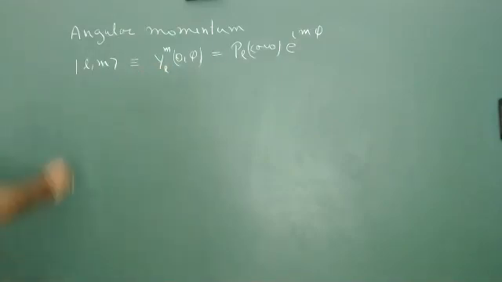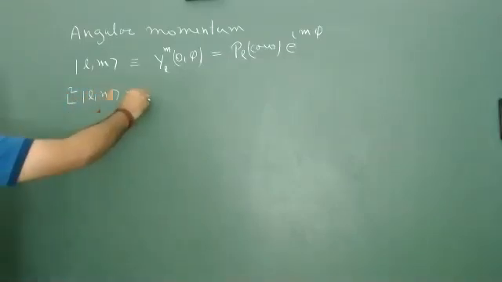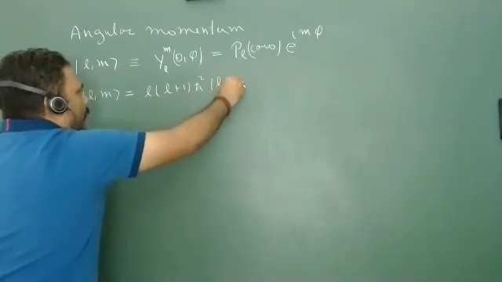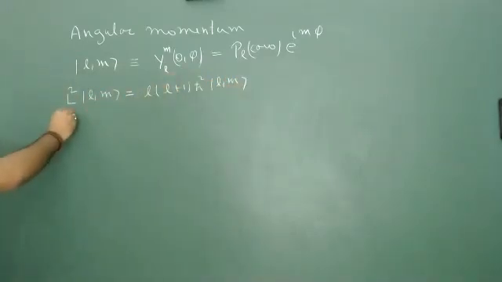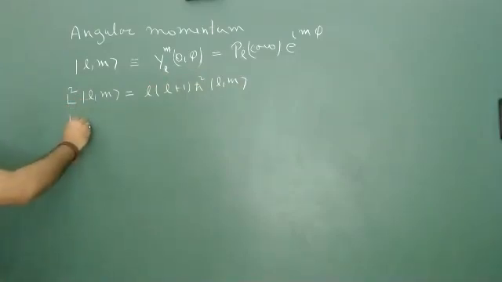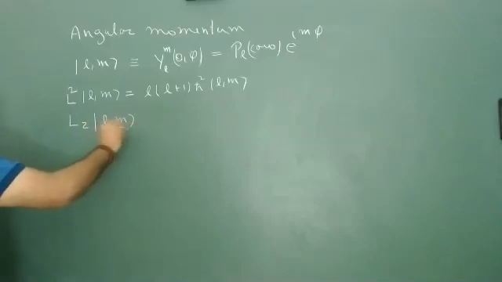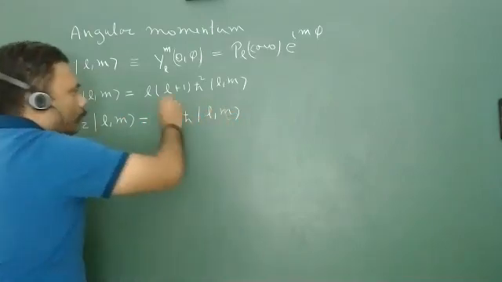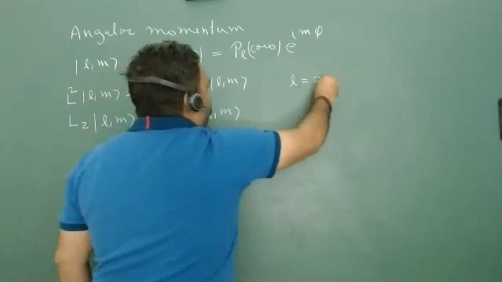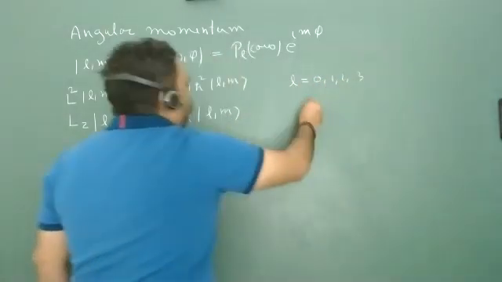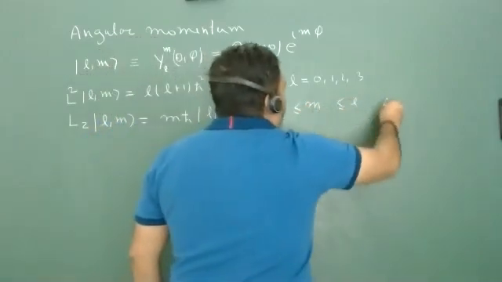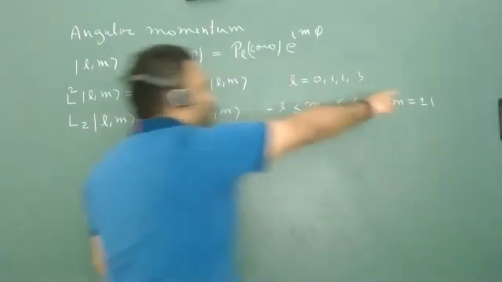So what we have seen is that L squared operating on |l, m> gives l(l+1) h-cut squared |l, m>. So this is the eigenvalue. And for the given value of l, we operate Lz. The l will remain the same, and this will be m h-cut |l, m>. What is the value of l? The value of l will be 0, 1, 2, 3, and the value of m will be between minus l to plus l, and delta m will be plus minus 1. I will prove it also.